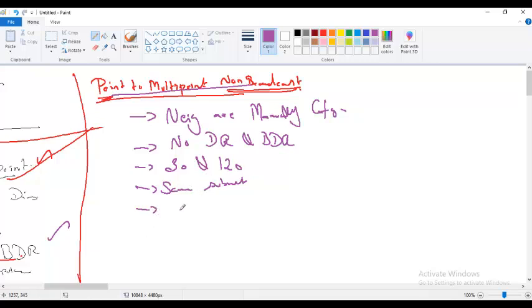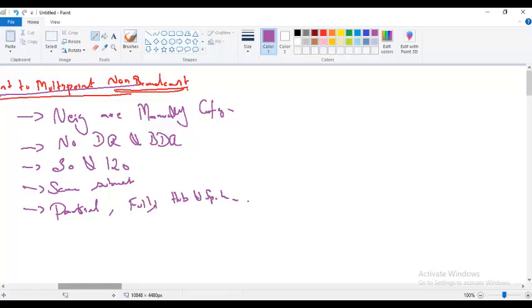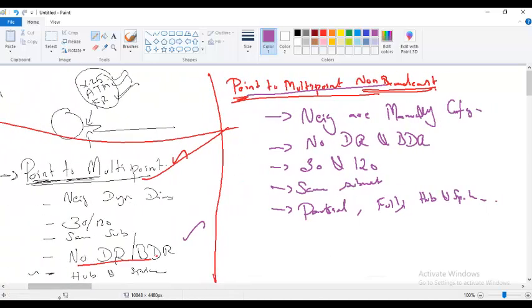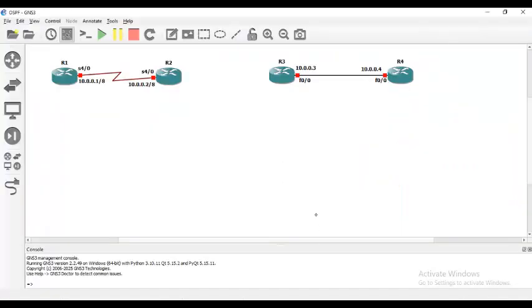You may have partial mesh, full mesh, or hub and spoke. Any topology. Okay. Now there are two more that Cisco has brought. They are useless actually today. Only if you have, see these three modes that you learned, you can go and configure here also. No problem.